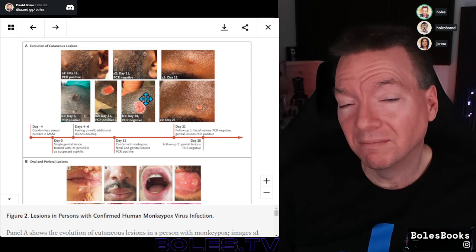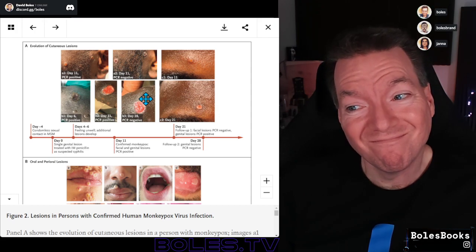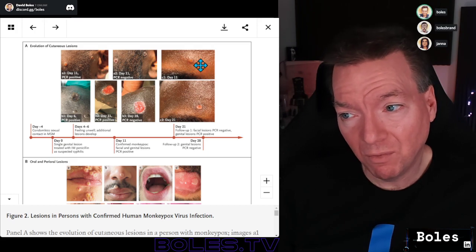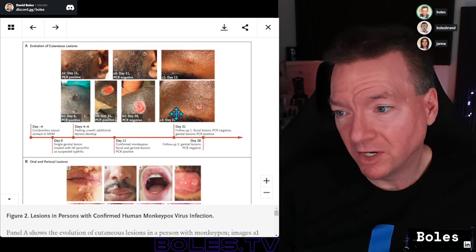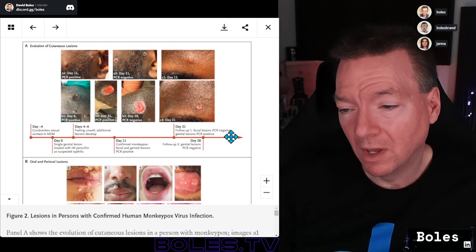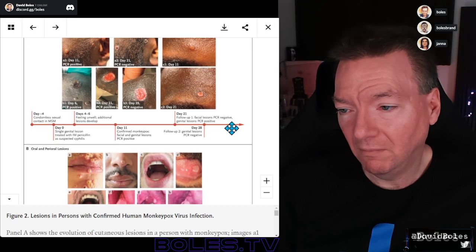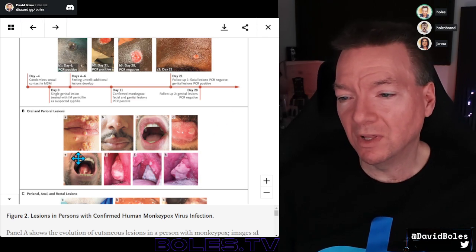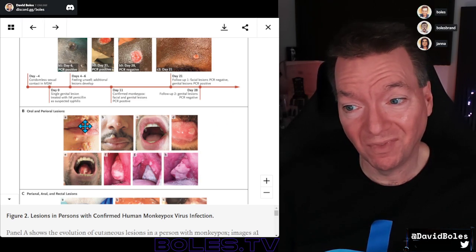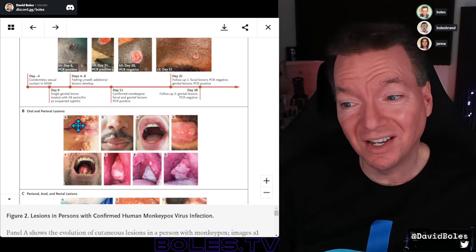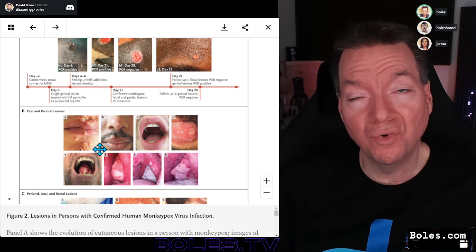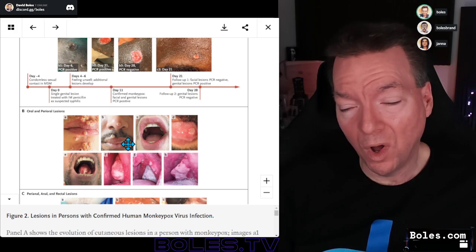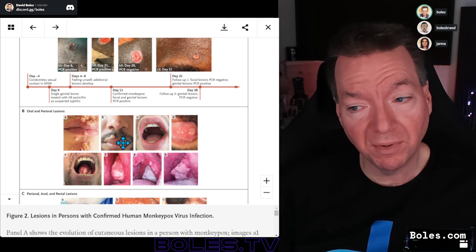Day 28, they're open again. Here's a day 11 with, it looks like a pimple. Day 21, crusting over. Now here's what it looks like if it's on your lips. That looks really, really painful. Here's one on the nose and one on the upper lip.